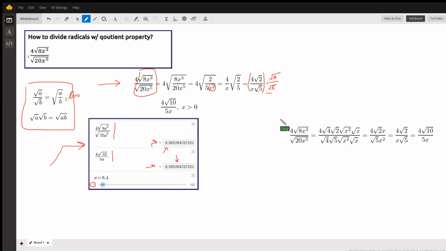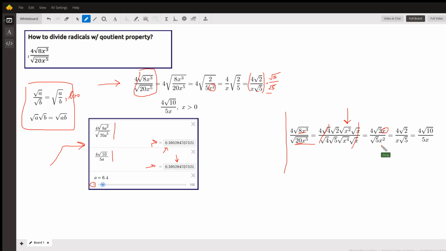And here's another way to do the problem. I'm not sure I would ever do it this way, but you could simplify each of these radicals by breaking it apart. So 8 is the square root of 4 times the square root of 2. X cubed is the square root of x squared times the square root of x. I'm going to break it apart like this because you can take the square root of the x squared. It's got an even exponent. And in the denominator, 20 is the square root of 4 times the square root of 5. X to the 5th, square root of x to the 4th times the square root of x. These cancel. These cancel. The square root of x squared is x.